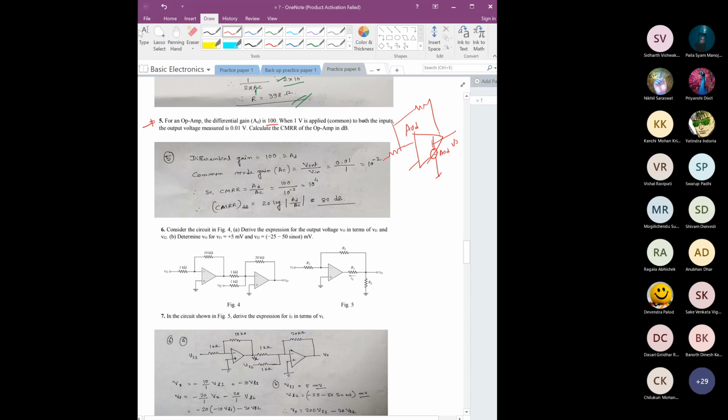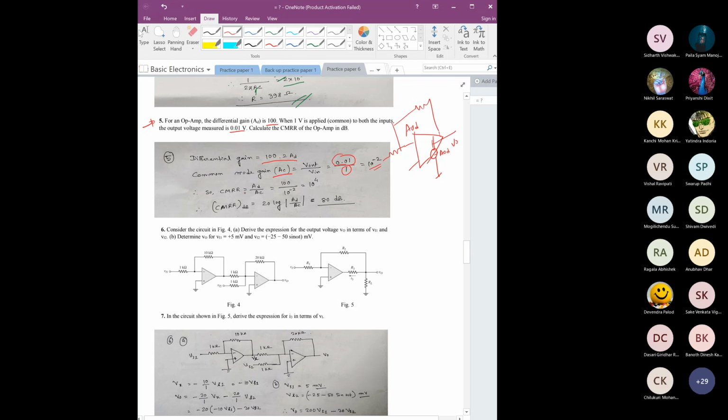When 1 volt is applied, and that is common to both the inputs, the output voltage measured is 0.01 volt. Calculate the CMRR. So here one thing is clearly given, that the differential gain AD is 100. The common mode gain is not directly given, but if the input is 1 volt, the output is 0.01 volt. So the common mode gain is basically V output by V in. These two values are given, so that way you can find the value of common mode gain.